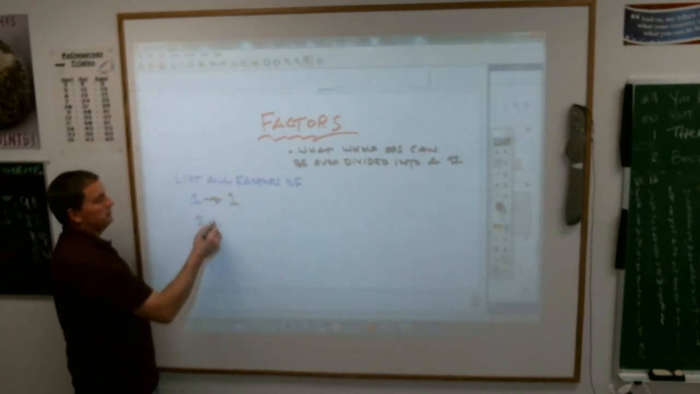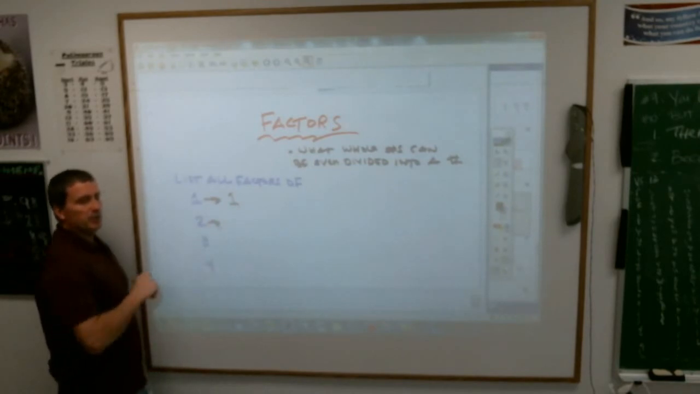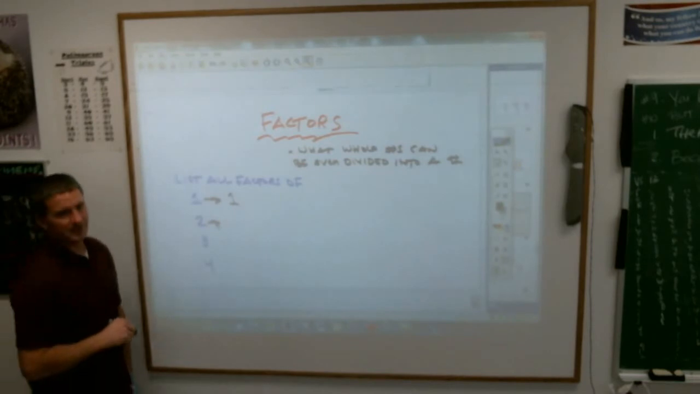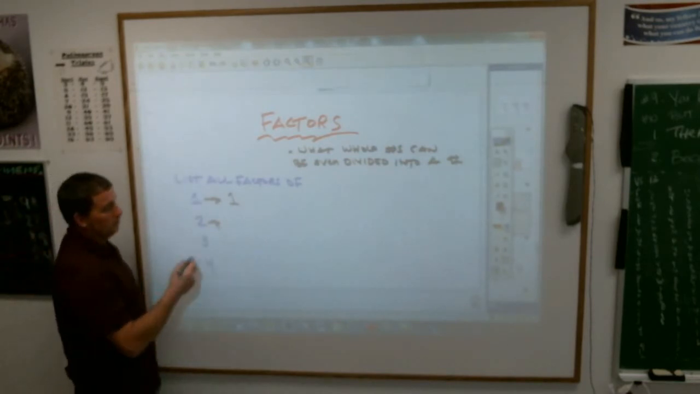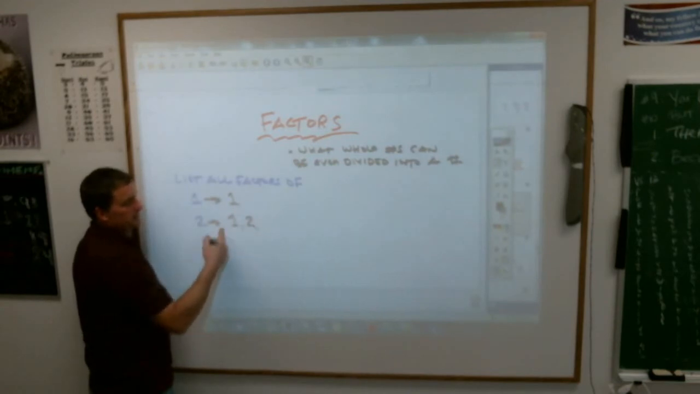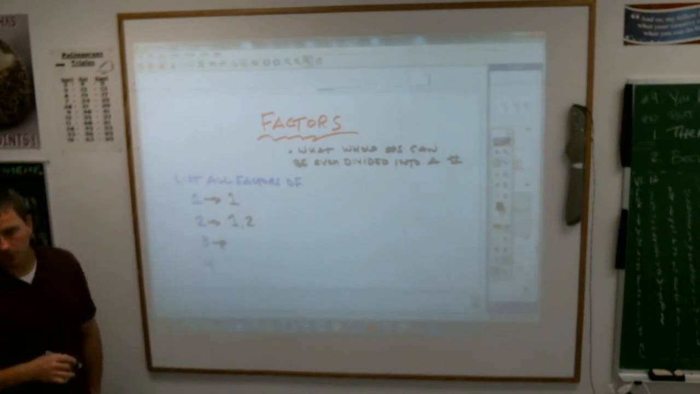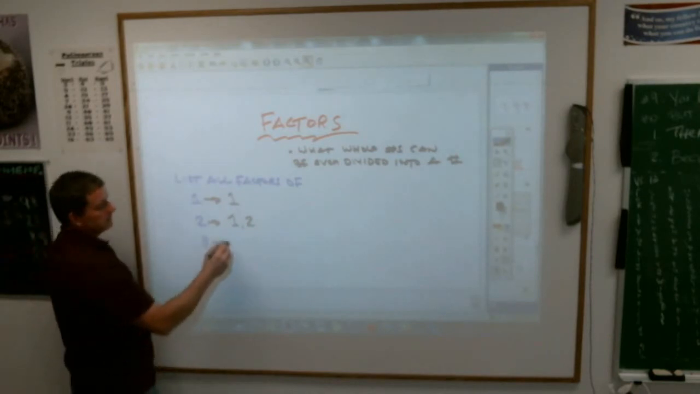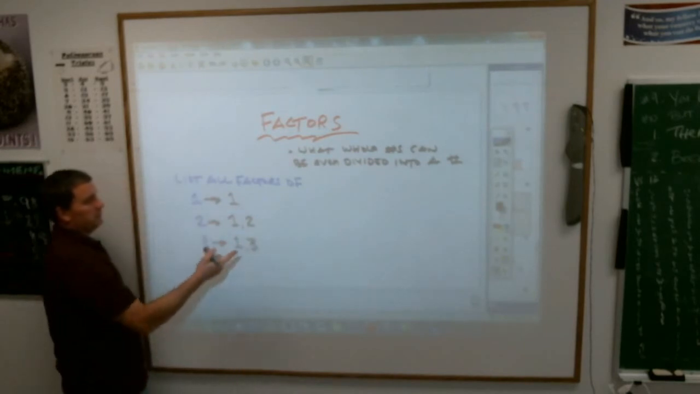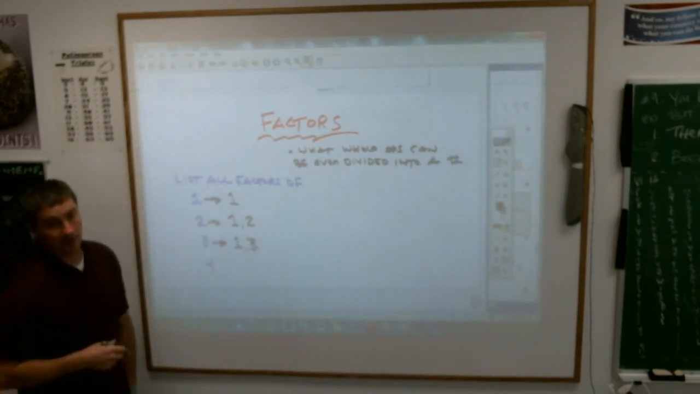Whereas 2, what are the factors of 2? What two numbers do you multiply together to get 2? 1 and 2. Okay, you don't put the multiplication sign there, just put 1 and 2. Factors of 3, what times what gives you 3? It's just 1 and 3. 1 times 3 is the only way to get 3.